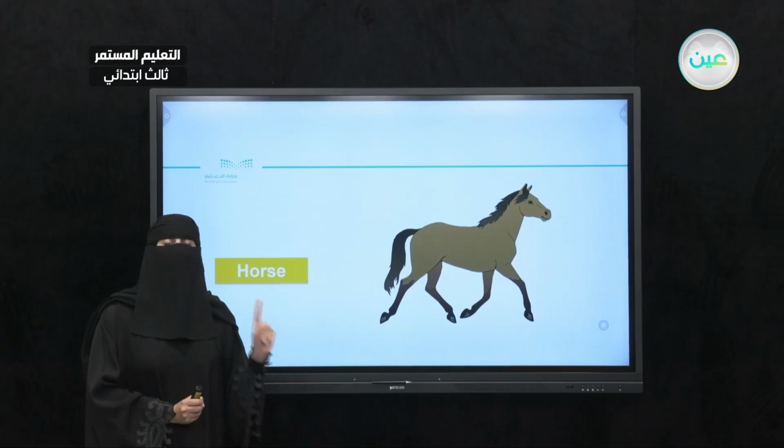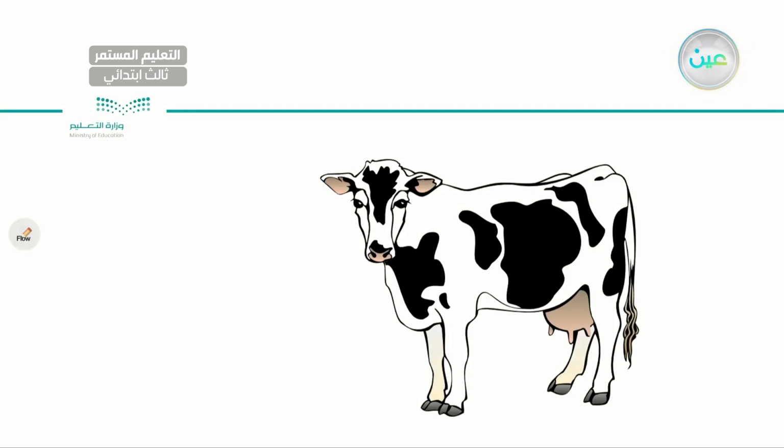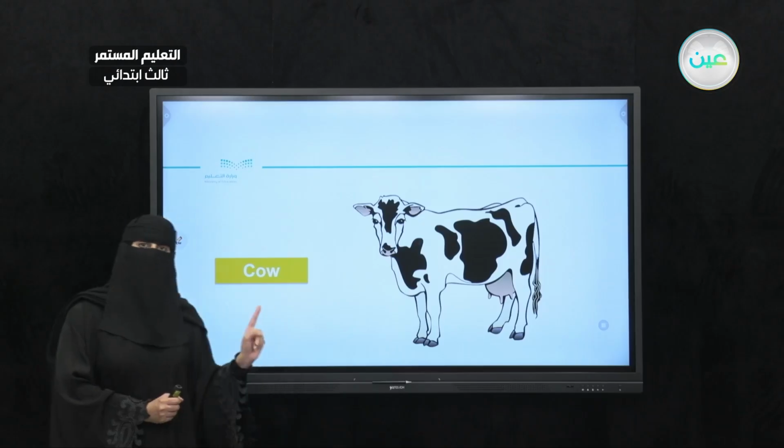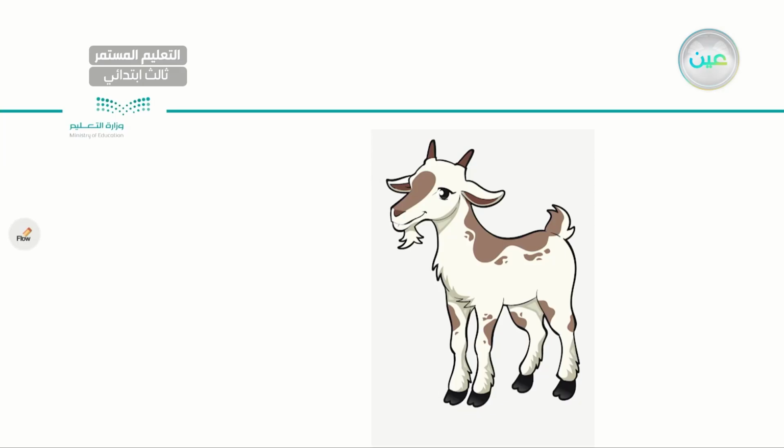So here I have a single horse. One horse. Singular. Now let's move to this next animal. What do you think? What's the name of this animal? I have, very good, a cow. A cow. One more time, a cow. One last time, a cow. Very good. Again, I have singular, one cow, just one cow. Okay? Now let's move to the next animal.